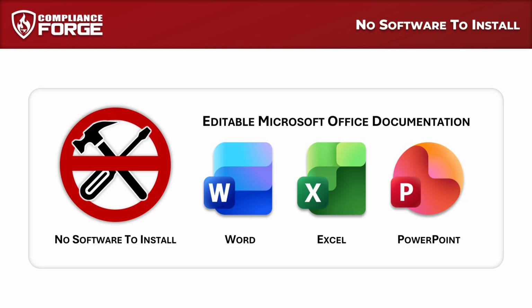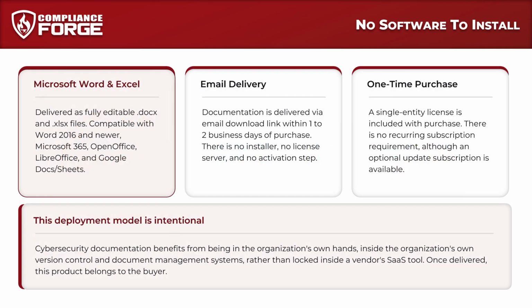The CDPP is a one-time purchase of editable Microsoft Office documentation templates. There is no software to install, no agent to deploy, no account to provision, and no cloud environment to configure. It is delivered as fully editable Word and Excel files, compatible with Word 2016 and newer, Microsoft 365, OpenOffice, LibreOffice, and Google Docs and Sheets. Documentation is delivered via email download link within 1 to 2 business days of purchase. There is no installer, no license server, and no activation step.